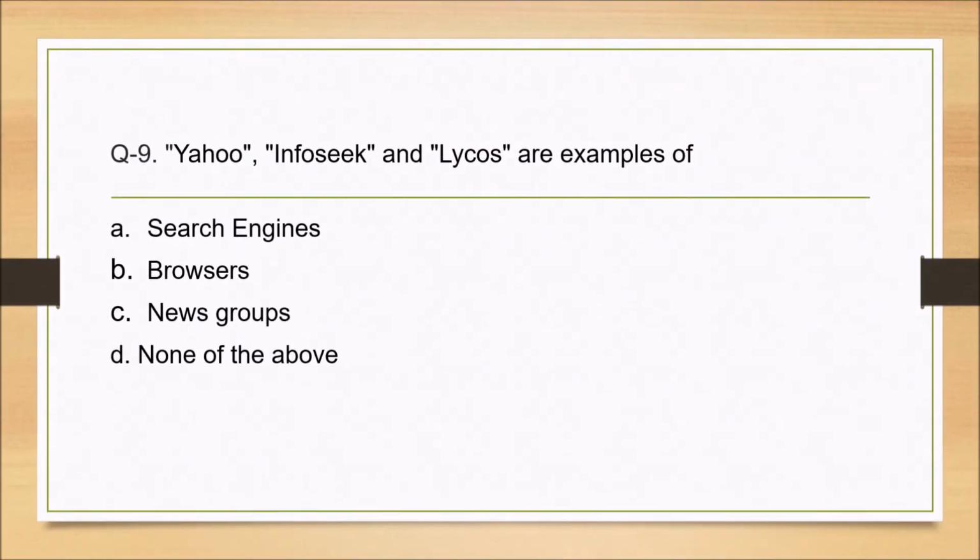Next question is, Yahoo, Infoseek, and Lycos are examples of. And the options are search engines, browsers, news groups, and none of the above. And the correct option is search engines. All these are search engines.